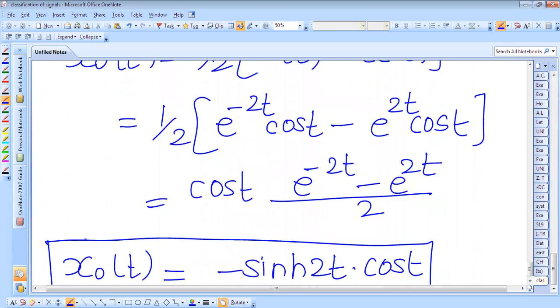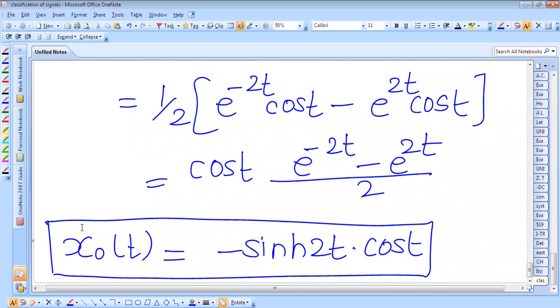This is the even component of the function. So in this way we can check whether the given function is even or odd, or we can also find the odd and even components of a signal.